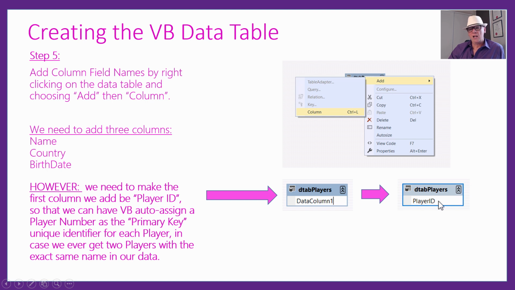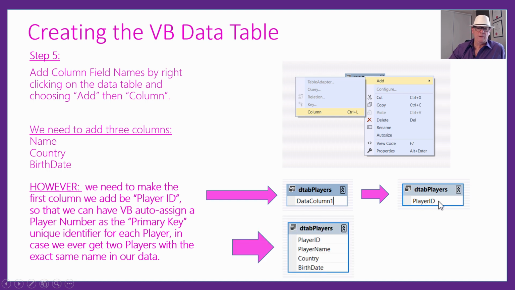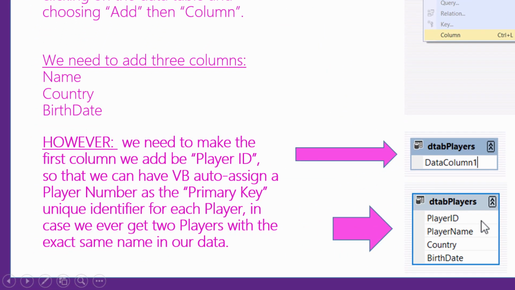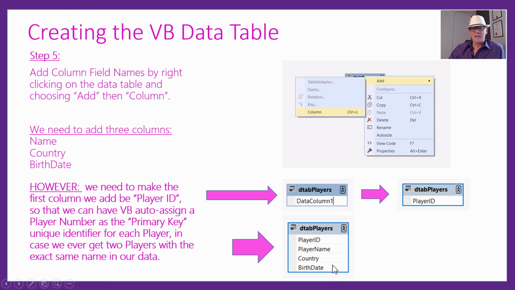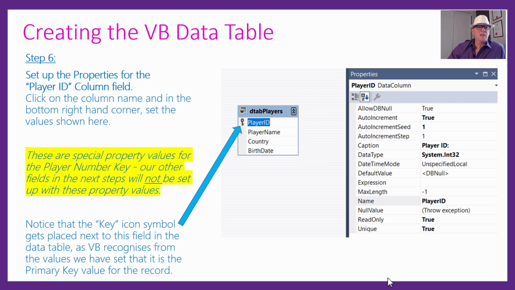Notice we're using Hungarian notation here without any spaces in between. And just do the same thing again, add column, or you could just use Control and L as it's saying here. 3 more times, add column, change the names by clicking in there, and you'll have player ID, player name, country, and birth date. Okay, so that's our data table defined with all of the field names in it, and that completes step 5. On to step 6. Now step 6, we can now do the properties for each of those columns that we've set up.